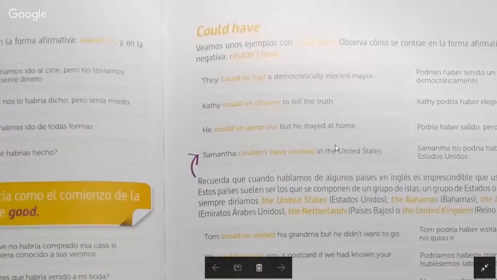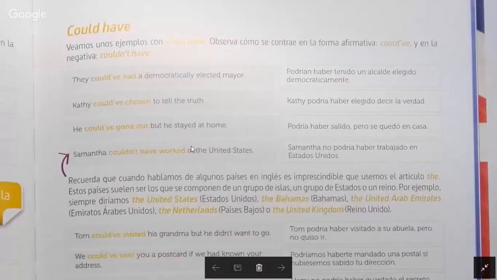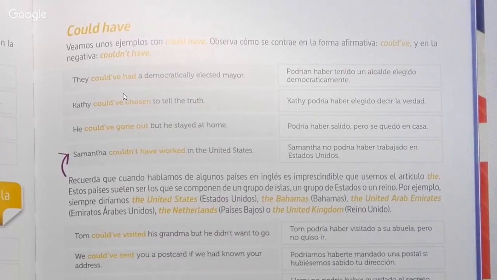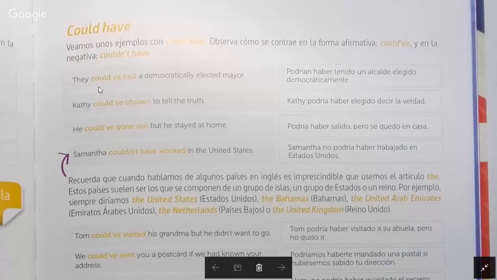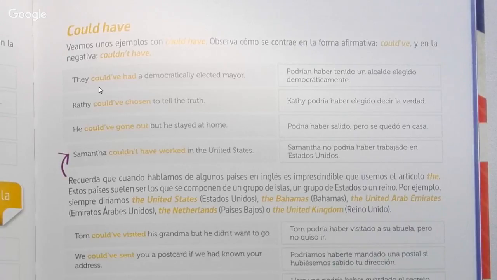Okay, very good. Now let's go. Who's next in the list? Who wants to participate? Rosario, would you like to read here? Yes, teacher. Okay, go ahead, please. They could have had a democratically elected mayor. Kathy could have chosen to tell the truth. He could have gone out, but she stayed at home. Samantha couldn't have worked in the United States.